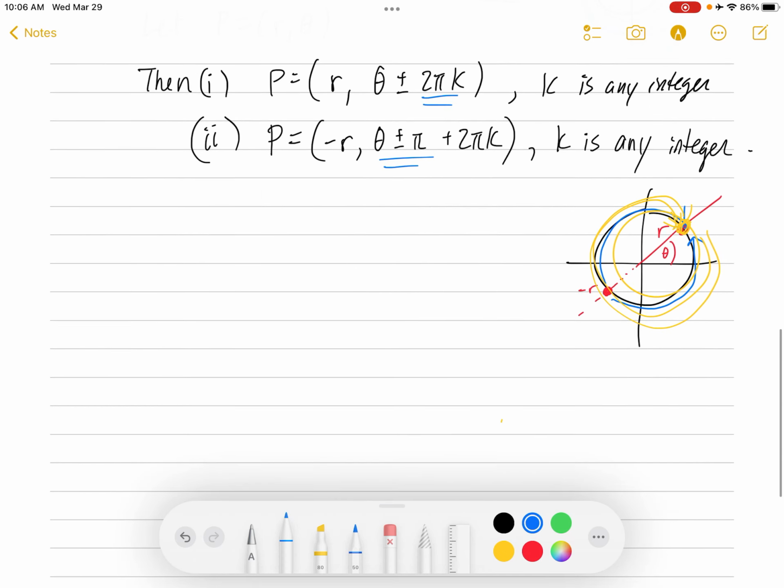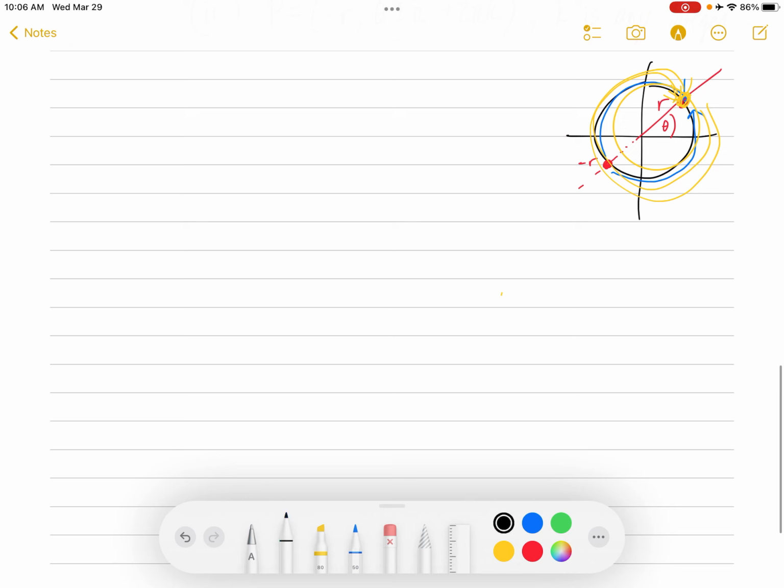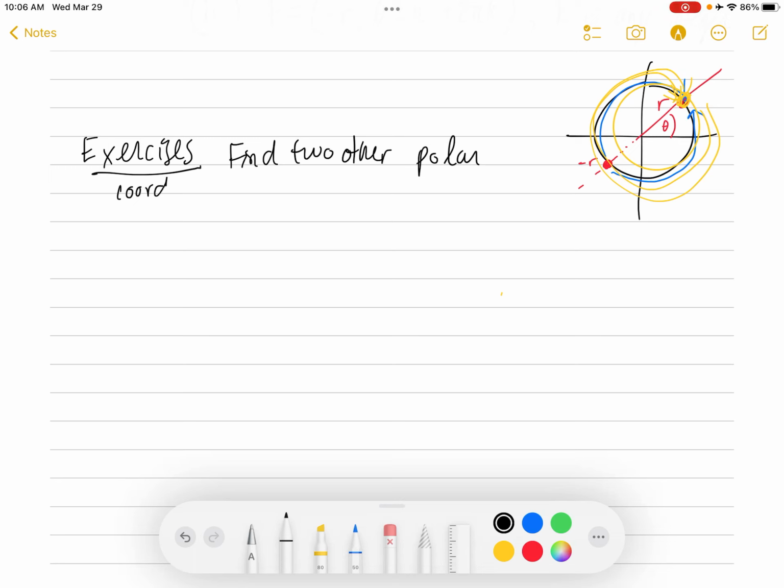So let's see if we can work some problems where we find additional ways to write our polar coordinates. Exercises. Find 2 other polar coordinates.